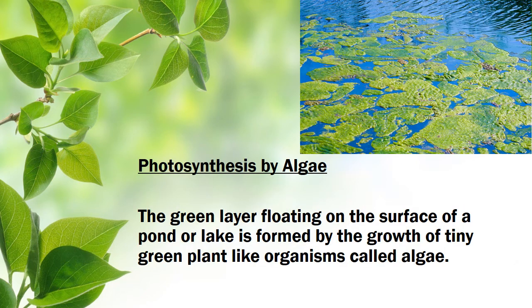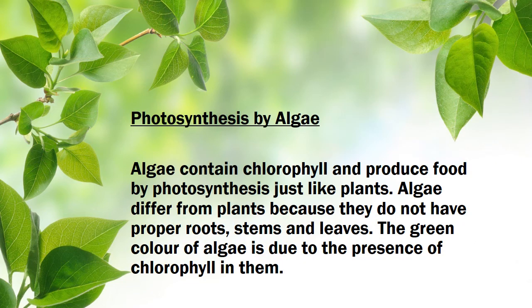The photosynthesis by algae. The green layer floating on the surface of a pond or lake is formed by the growth of a tiny green plant-like organisms called algae. Algae contain chlorophyll and produce food by photosynthesis just like plants. Algae differ from plants because they do not have proper roots, stems and leaves. The green color of the algae is due to the presence of chlorophyll in them.